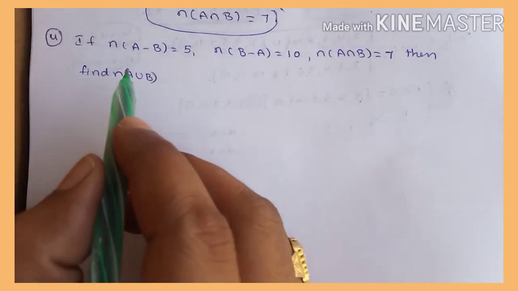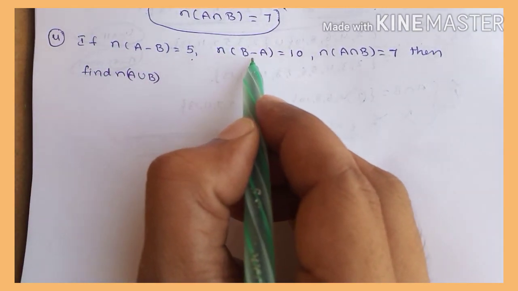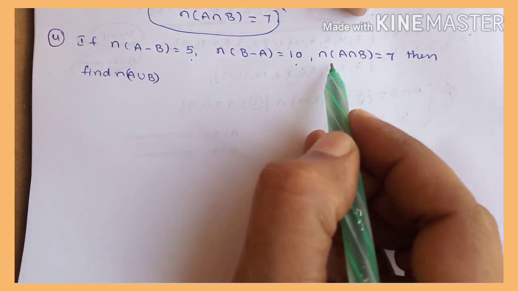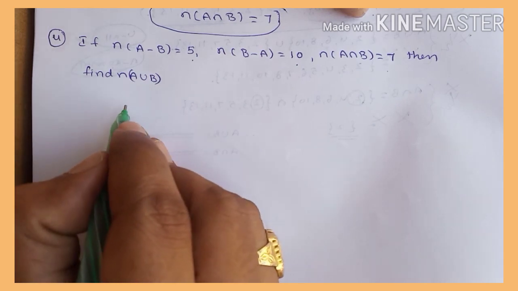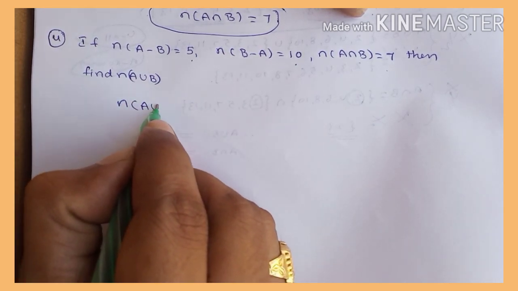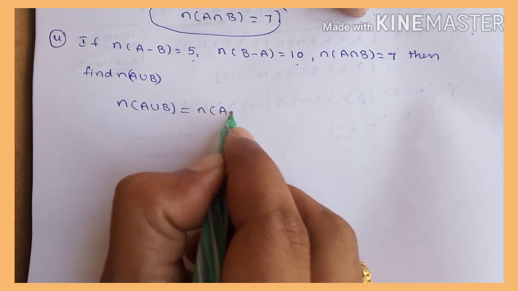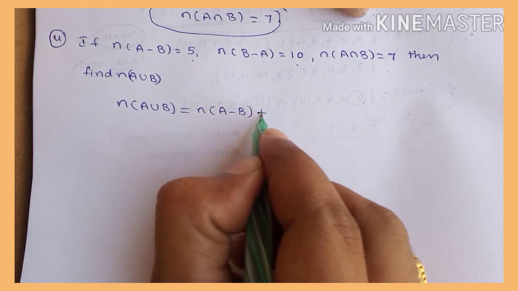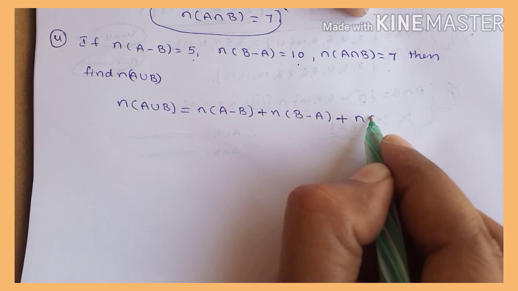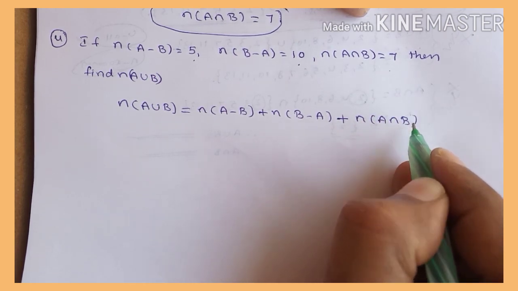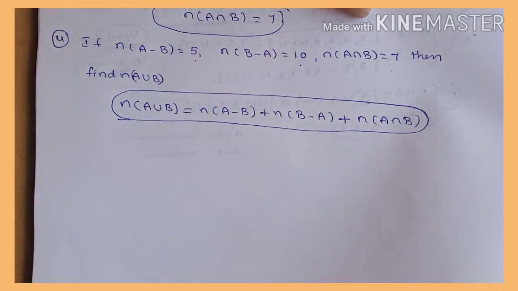This is one more problem. If number of A minus B is equal to 5, number of B minus A is equal to 10, number of A intersection B is equal to 7, then find the number of A union B. One more cardinal property formula: number of A union B is equal to number of A minus B plus number of B minus A, also third one, plus number of A intersection B. This is one more cardinal property formula.